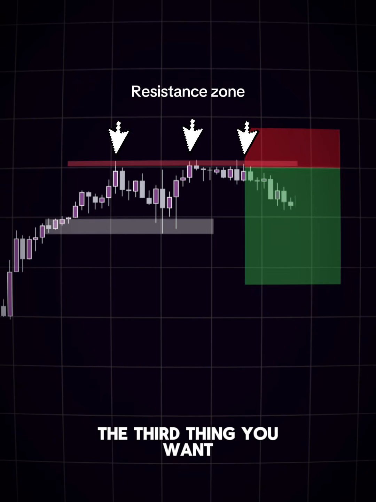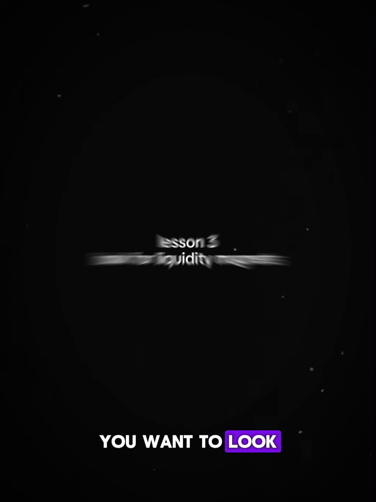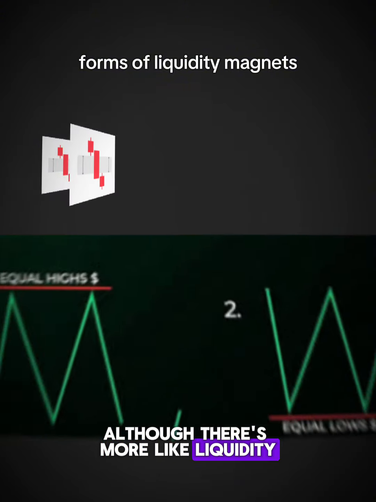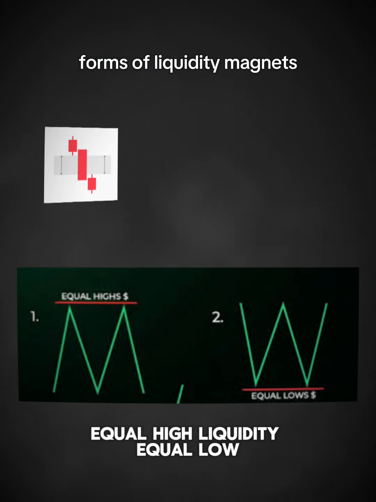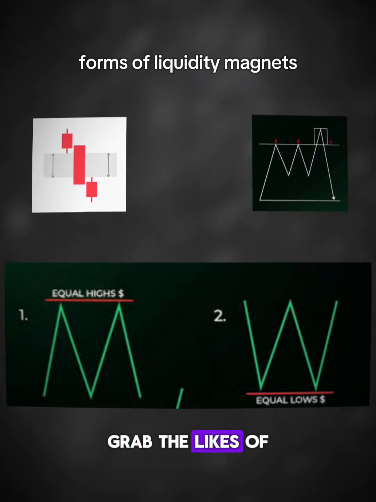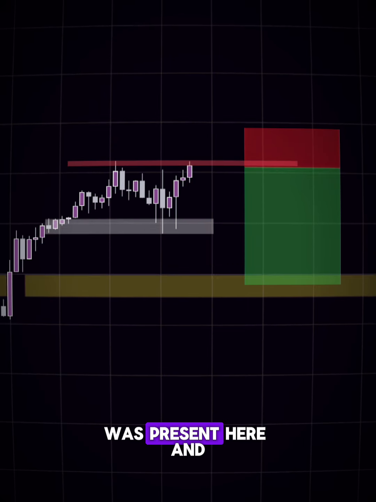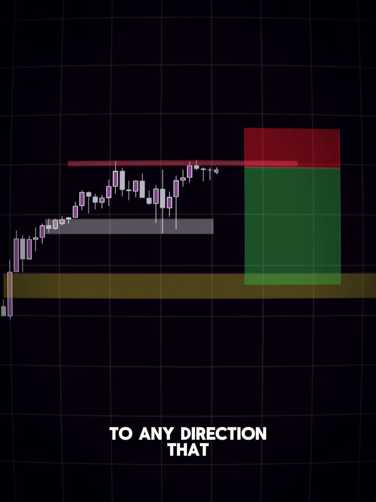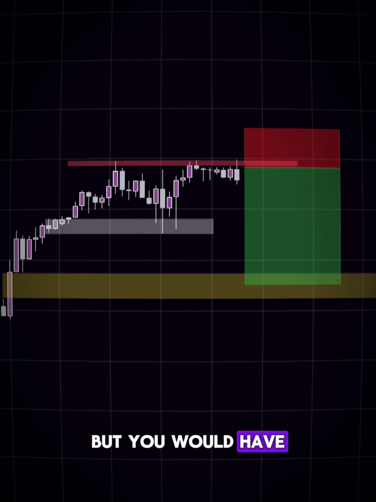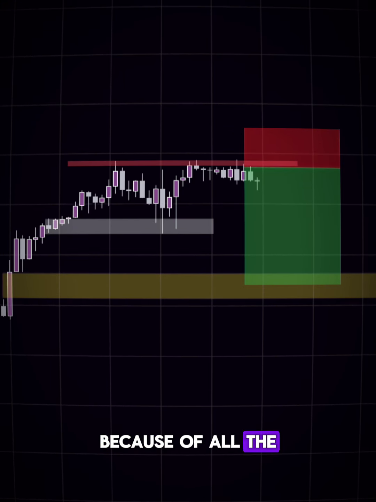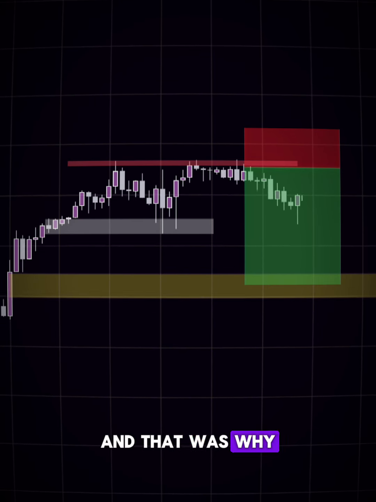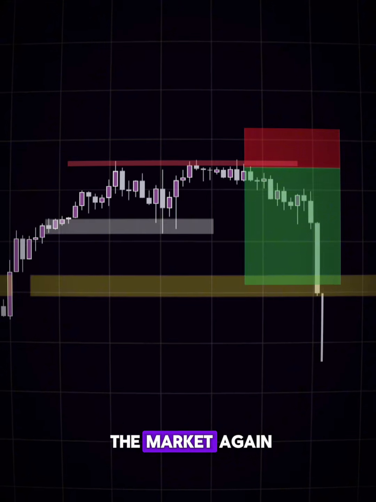Which brings us to the third thing you want to look for. You want to look for liquidity magnets, and one form of liquidity magnet is the fair value gap, although there are more, like equal highs liquidity, equal lows liquidity, liquidity gap, and the likes of that. But an FVG was present here, and whenever this stuff is present, price tends to gravitate in that direction. But you would have ignored all this because of all the countless entries that you see at the top there, and that was why you got slashed by the market again.